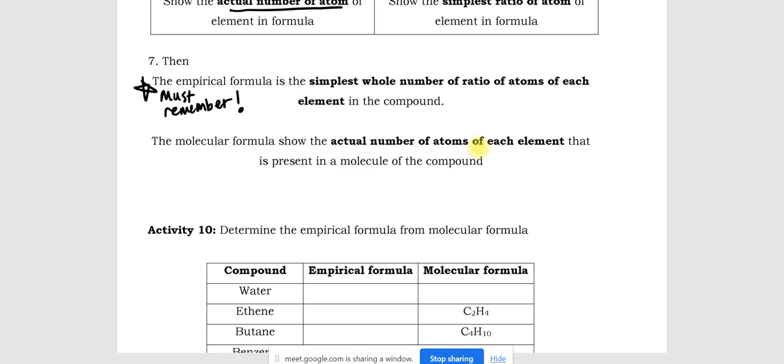Okay, the empirical formula is the formula with the simplest whole number ratio of atoms.